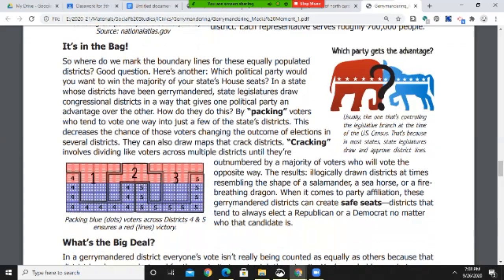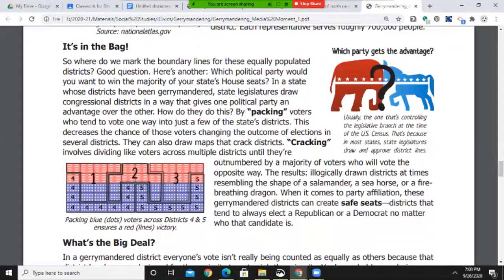Good question. Here's another. Which political party would you want to win the majority of your state's House seats? In a state whose districts have been gerrymandered, state legislatures draw congressional districts in a way that gives one political party an advantage over the other. How do they do this? By packing voters who tend to vote one way into just a few of the state's districts. This decreases the chance of those voters changing the outcome of elections in several districts.